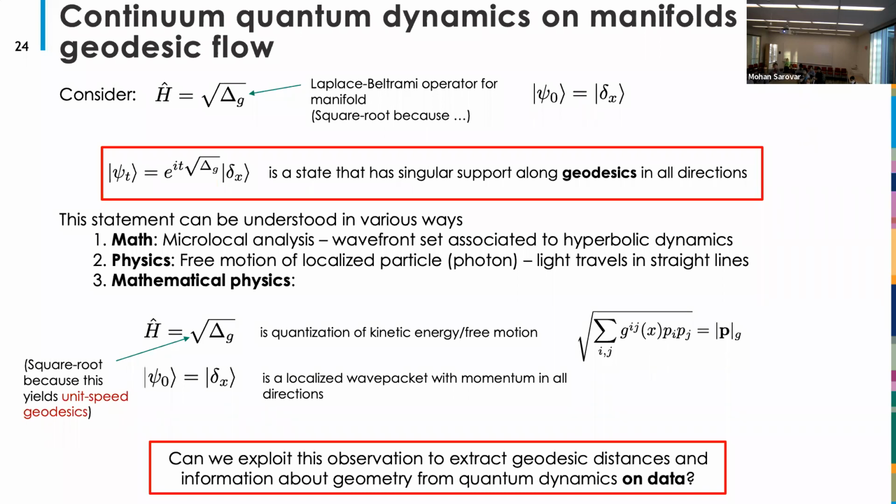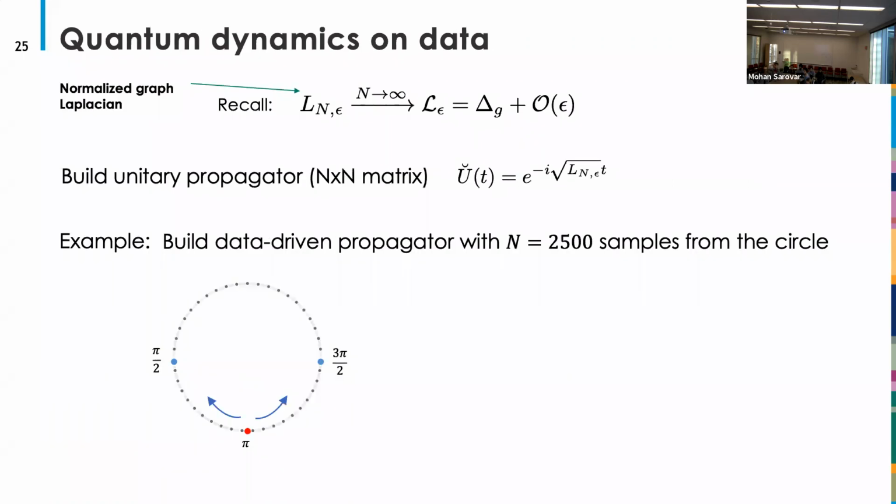If you didn't have that, you would have geodesic motion, because this thing has momentum. It has unbounded momentum. So if you propagate it for a time t, you would end up everywhere, because there is a momentum. Whereas when you take the square root, you get unit speed geodesics. Okay. So can we exploit this observation to extract geodesic distances and information about geometry from quantum dynamics on data? Right, now I'm going to go back to data and try to exploit this observation.